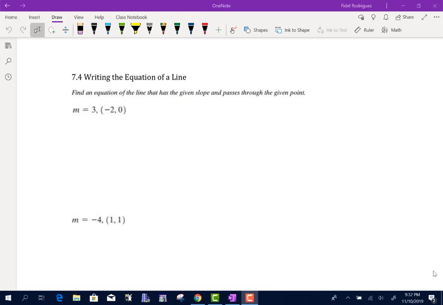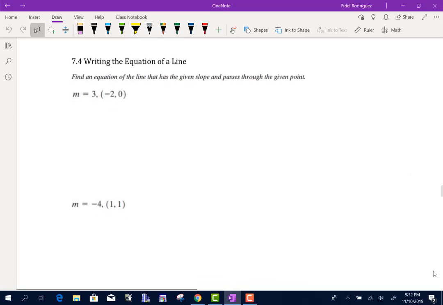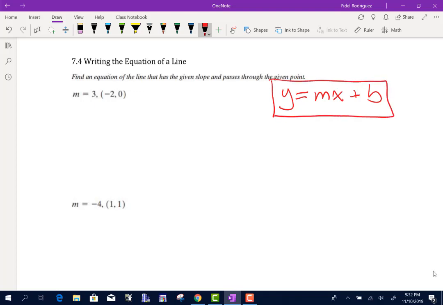All right, so section 7.4 is writing the equation of a line. Before I do anything else, I want to put over here on the side the form that we were using a lot in 7.3, which is y equals mx plus b. I want to think about that because I'm going to be using that equation throughout 7.4.